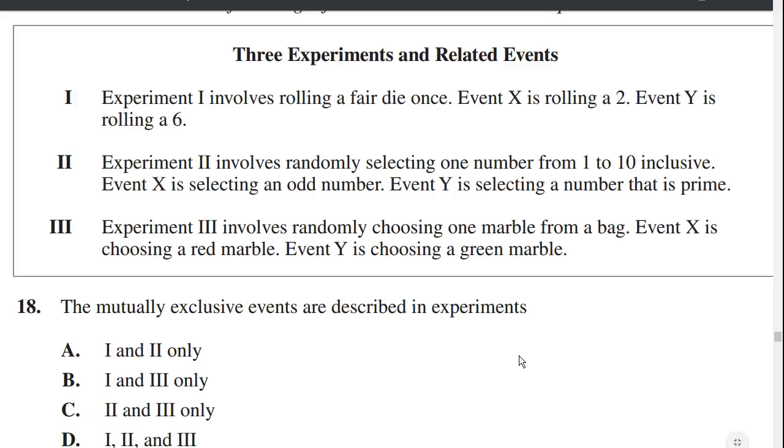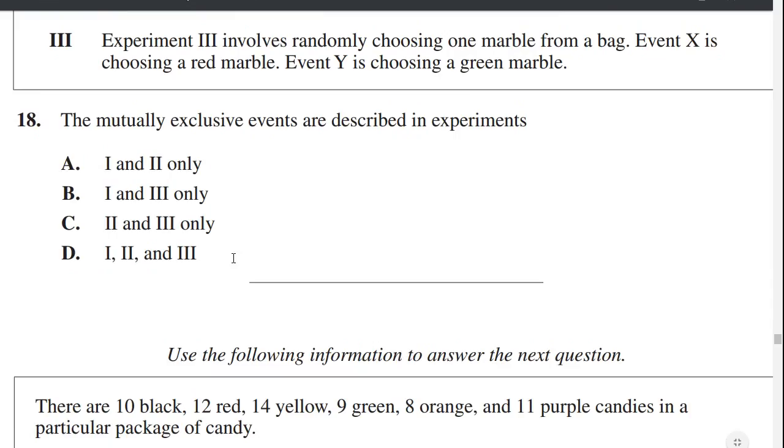Okay. So obviously if you choose a red marble or you choose a green marble, those are mutually exclusive. Because a red marble is not a green marble, and a green marble is not a red marble. And same with rolling a die. Rolling a 2 is not rolling a 6. Rolling a 6 is not rolling a 2. They're different. They're mutually exclusive. However, picking a number from 1 to 10 that's both odd and prime is entirely possible. You could pick a 3, a 7, a 5, right? So the only mutually exclusive events are 1 and 3. So the answer is B.